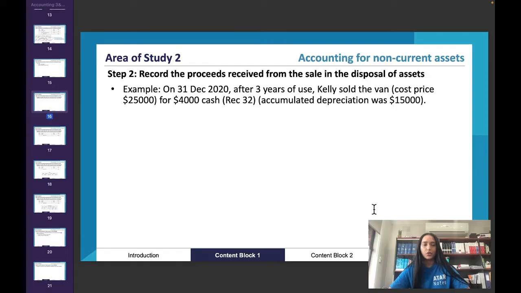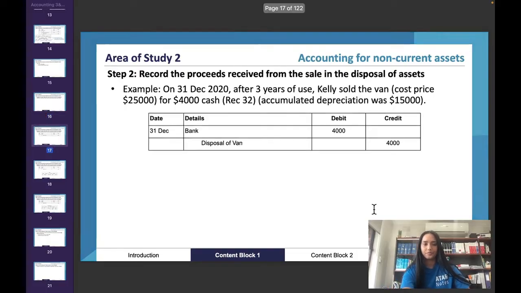So let's go back to that same example from before. On 31st of December, again, after 3 years of use, the business sells the van, which had a cost price of $25,000, for $4,000 cash, which is referenced by receipt 32. And the accumulated depreciation was $15,000. So this is how that transaction looks once we've recorded step 2.